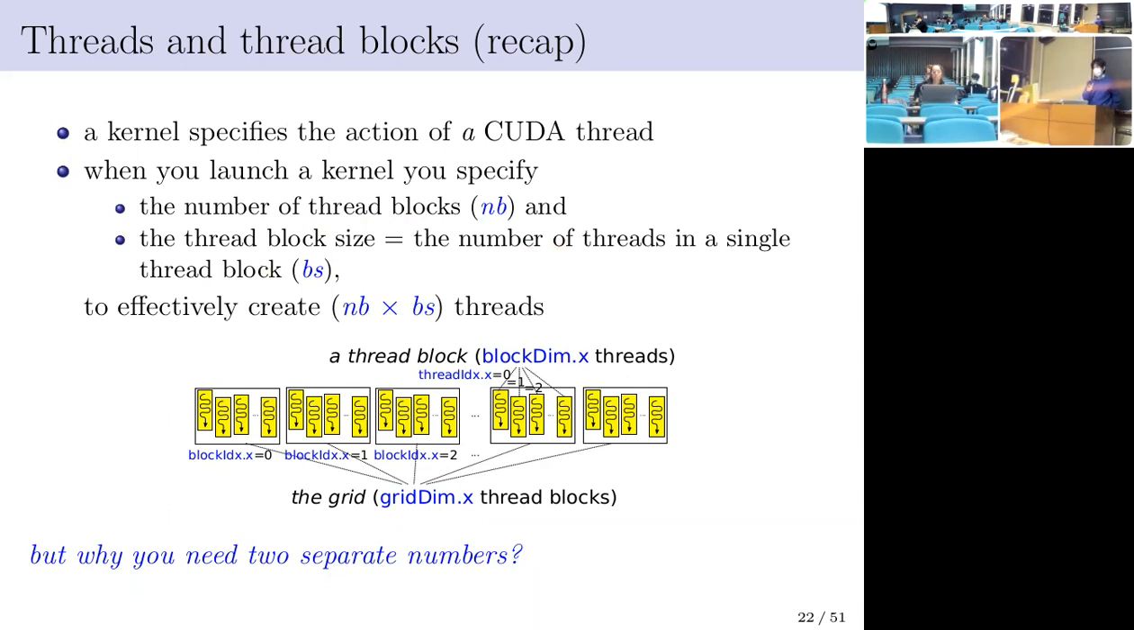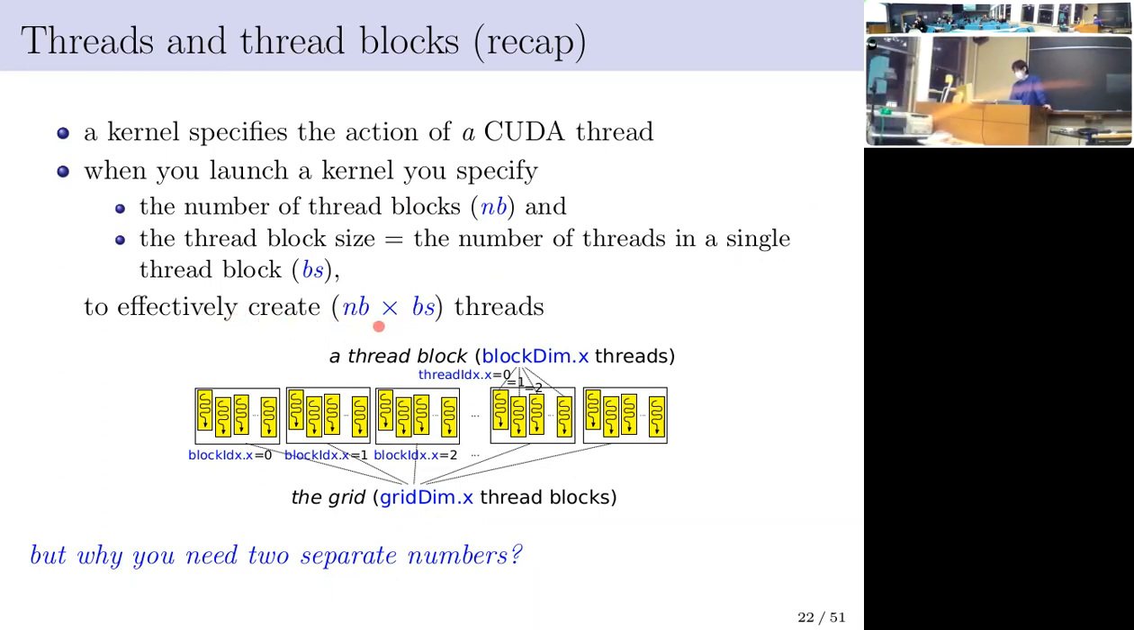So rather than just saying you want to launch 1,000 CUDA threads, you say, okay, you want to launch, let's say, 20 thread blocks, each having, let's say, 64 CUDA threads. This is the CUDA way of launching many threads. The effect is to simply create NB multiplied by BS number of threads. It can be illustrated like this: each white box is a thread block, and each yellow guy is a single CUDA thread.